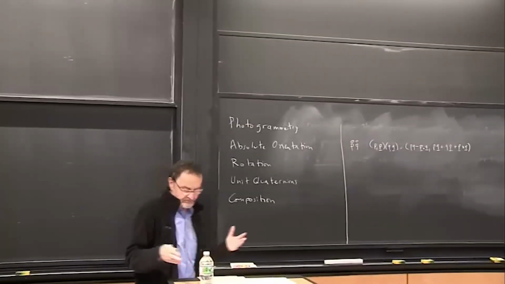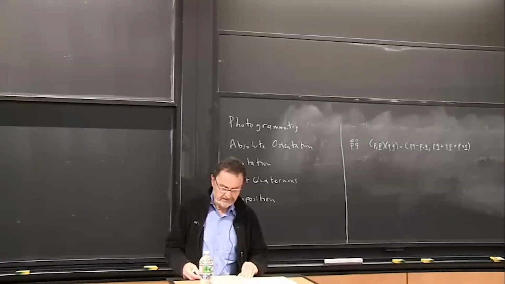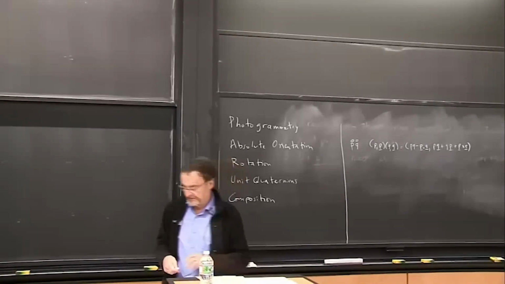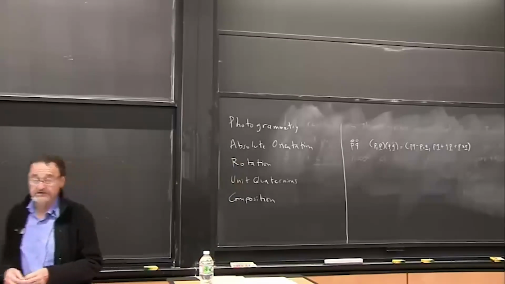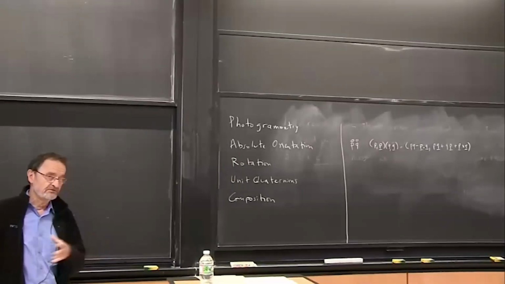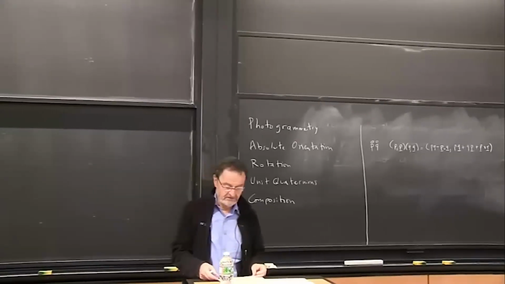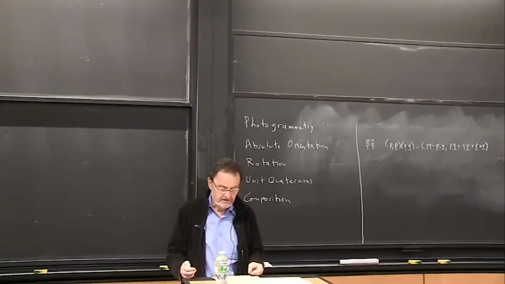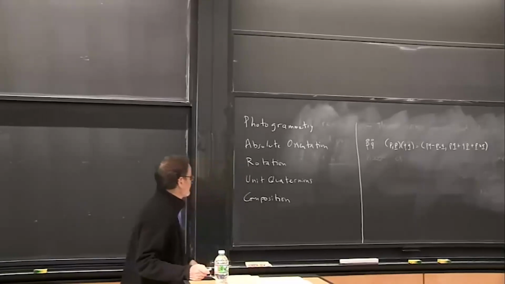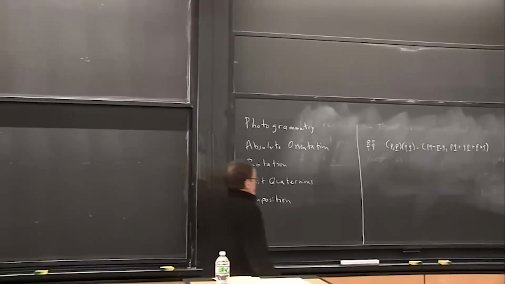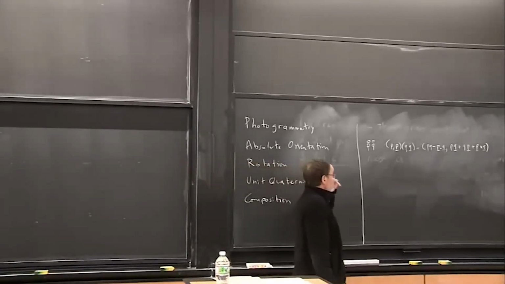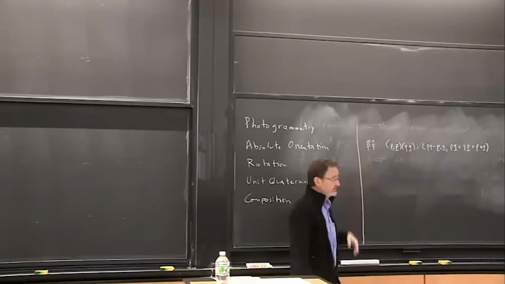Then we talked about how to manipulate these things. There are two operations we're particularly interested in. The one is composition of rotations: if you do successive rotations, what happens? And the other one is rotating a vector. So composition of rotations is just multiplication, and we can represent it in various ways.